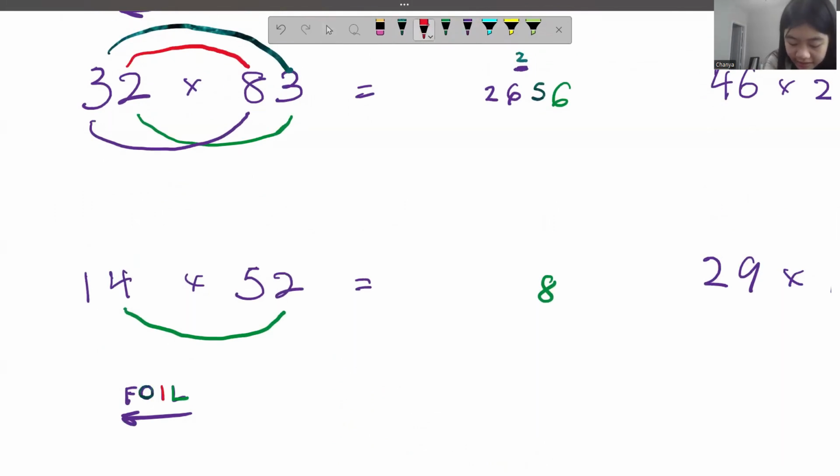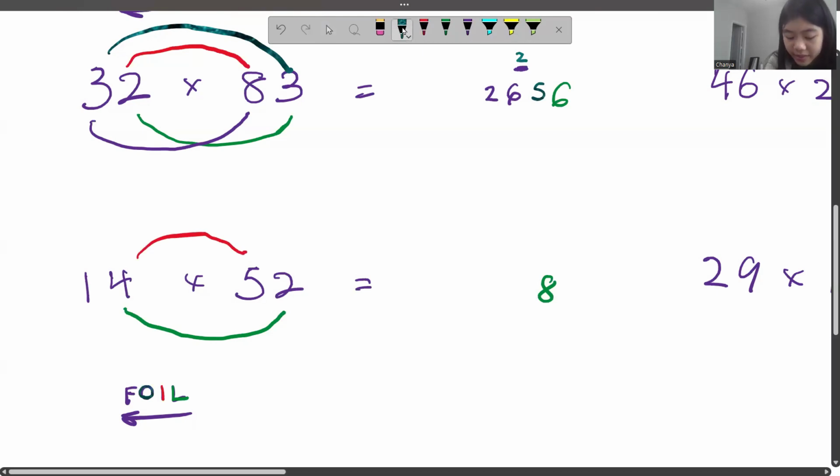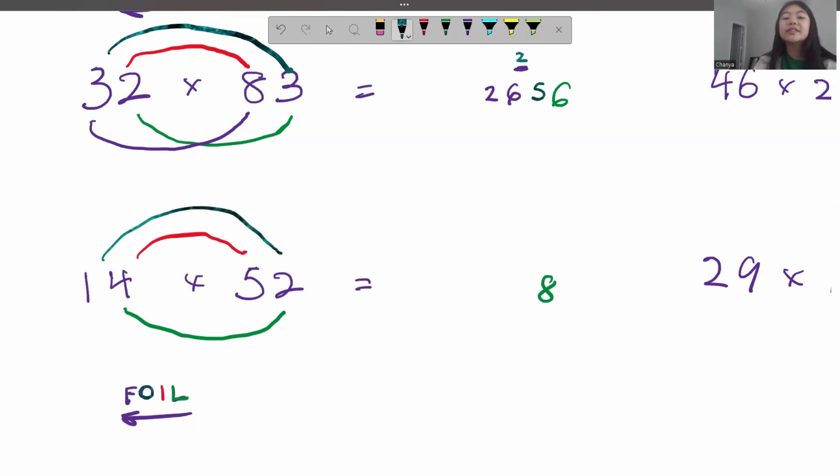So when you multiply the inner, this would be 4 times 5. When you multiply the outer, this would be 1 times 2. And you add these two products together. So 4 times 5 plus 1 times 2 is 20 plus 2 equals 22, right?